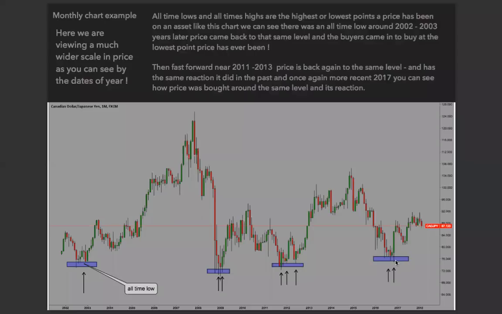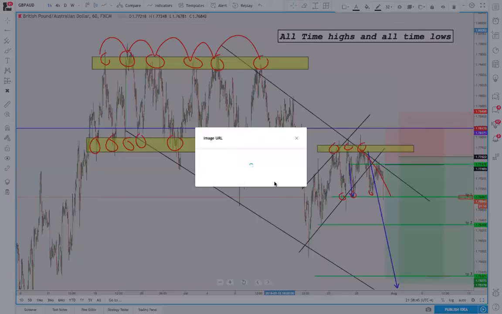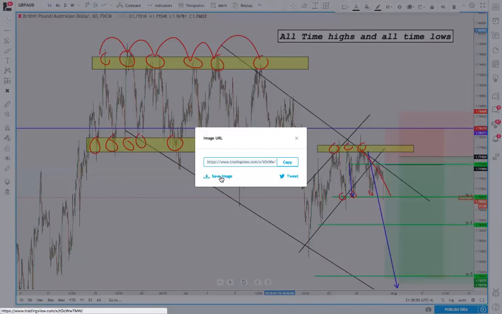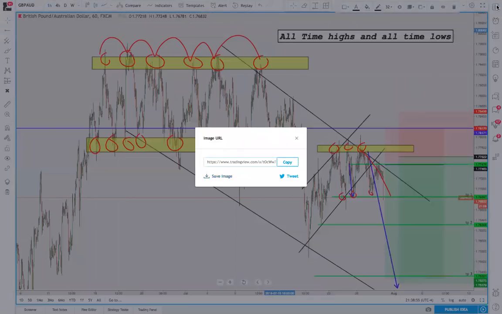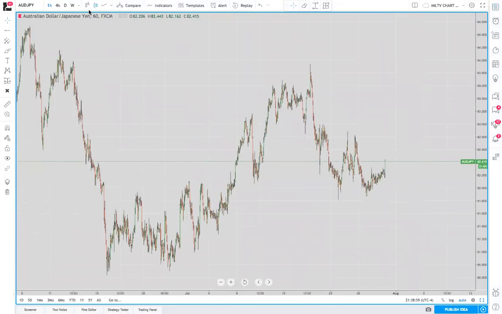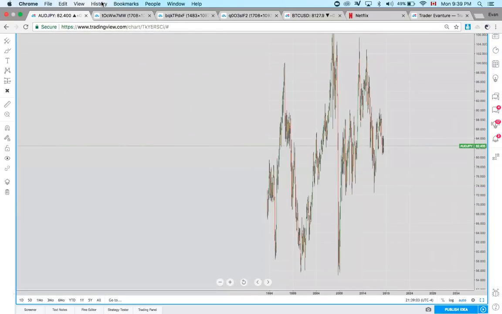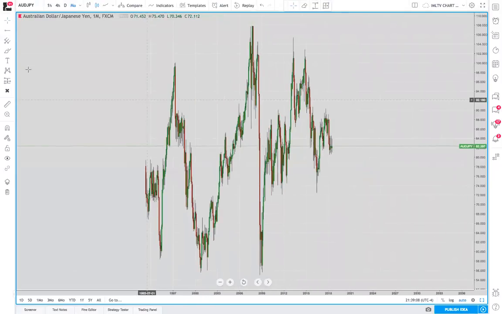That's why I started on the monthly for that AUD Japan. I think that was AUD Japan we were just on. One sec, I think we were just on the AUD Japan chart, if I'm not mistaken. So that's why for that example that I did on AUD Japan, yes, it was this chart, I started on the monthly. It was so I could see where we were on an all-time scale.